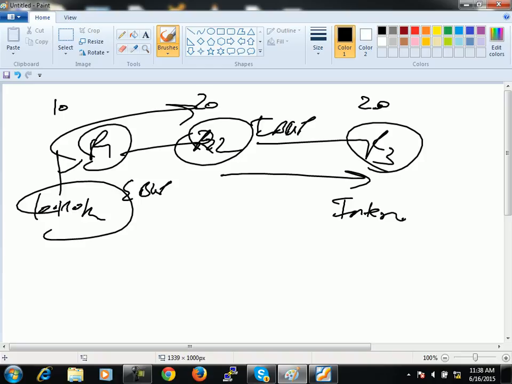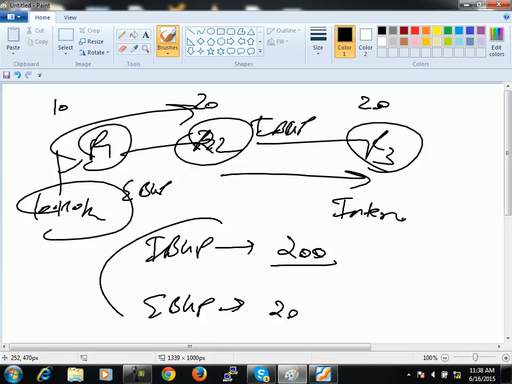Now there is one other difference in BGP. If your route is internal, I mean if you are receiving a route from your IBGP neighbor, then by default its AD value will be 200, and if you are receiving a route coming from your EBGP neighbor, then its default AD value will be 20 in BGP. Fine. Now the question is why do we have an AD value of 200 for IBGP, and why do we have an AD value of 20 for EBGP, right?